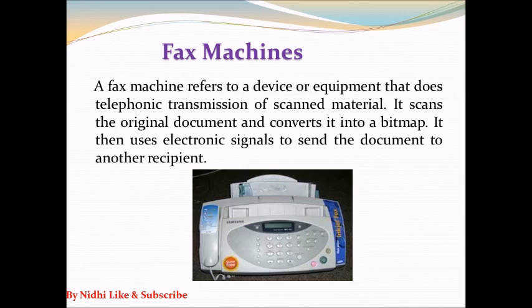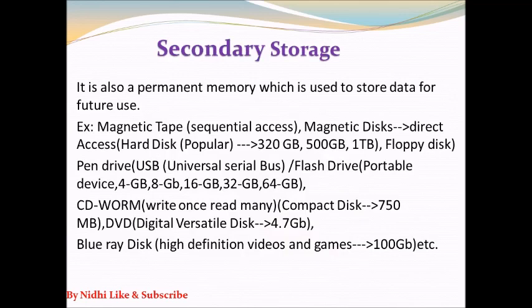Now let us talk about the secondary storages. Okay, in the previous chapter, that is the first chapter, we talked about the primary storage, that is RAM and ROM, and here we are talking about the secondary storage, that is also known as auxiliary memory or external memory. It is also called permanent memory because it is used to store data for future use. So examples of secondary memory are magnetic tape. They do the access in sequential manner, that is one by one. Magnetic disk, hard disk, okay, that is popular, and that comes in 320 GB form or 500 GB form or 1 TB form. Floppy disk is also an example of secondary storage.